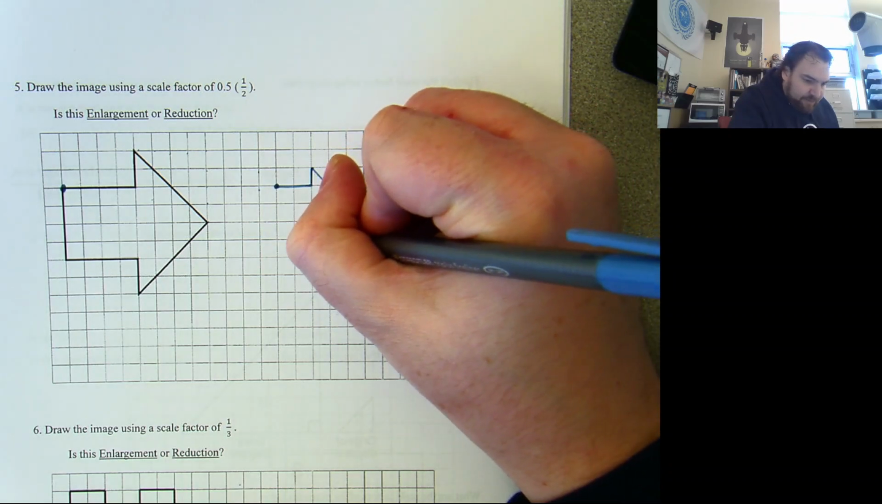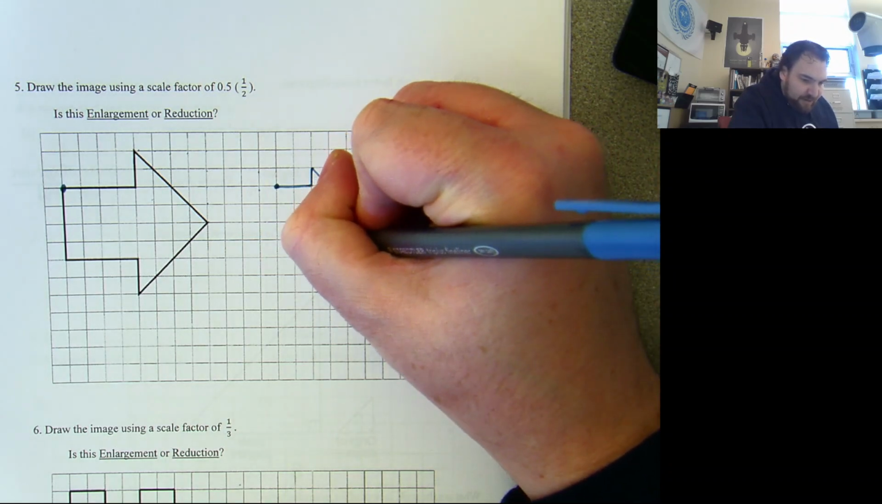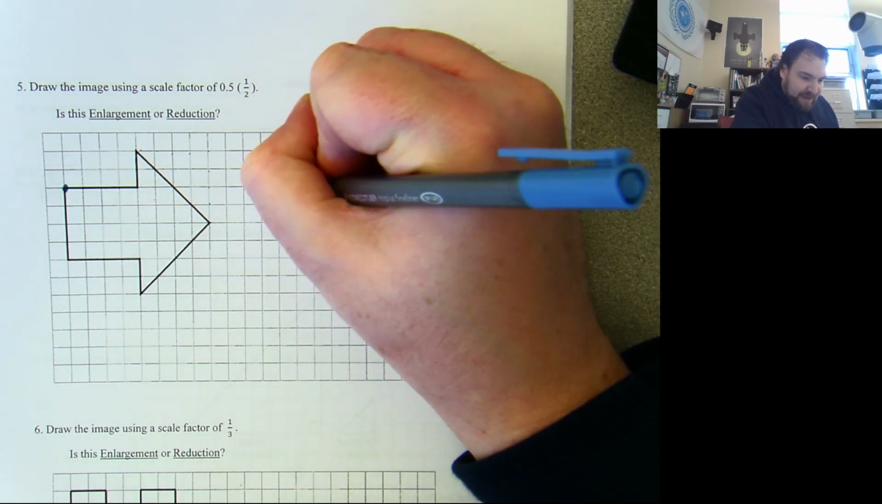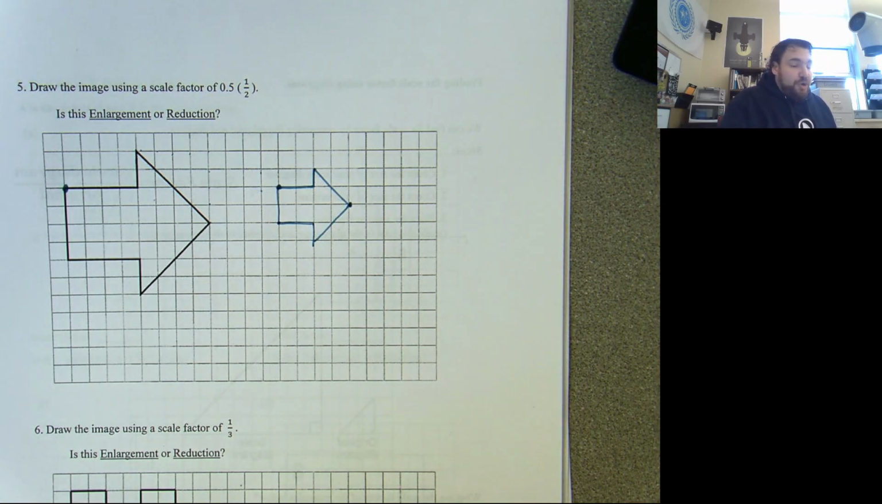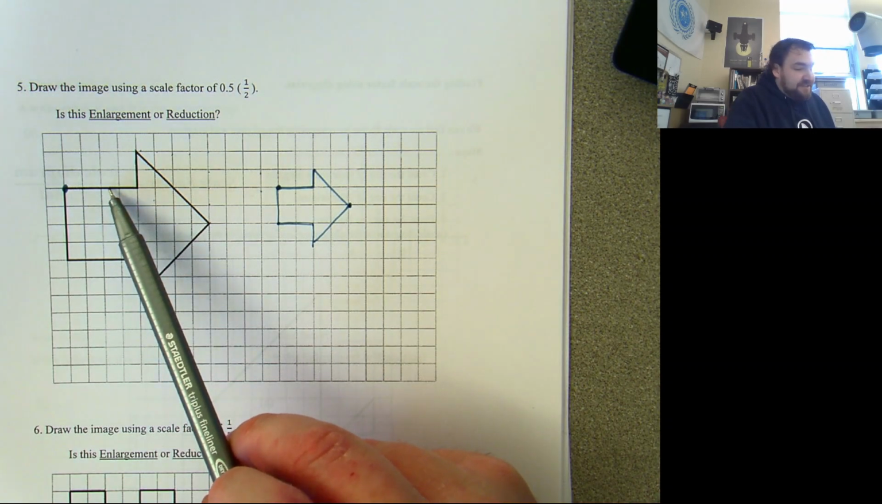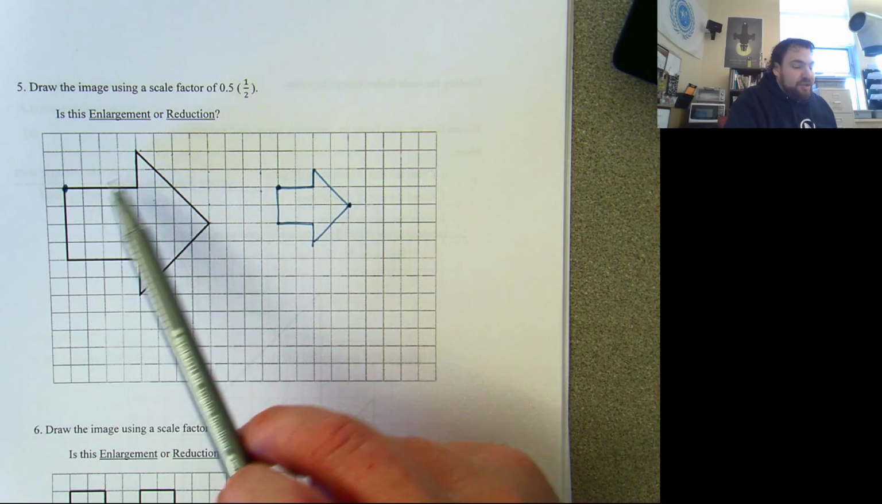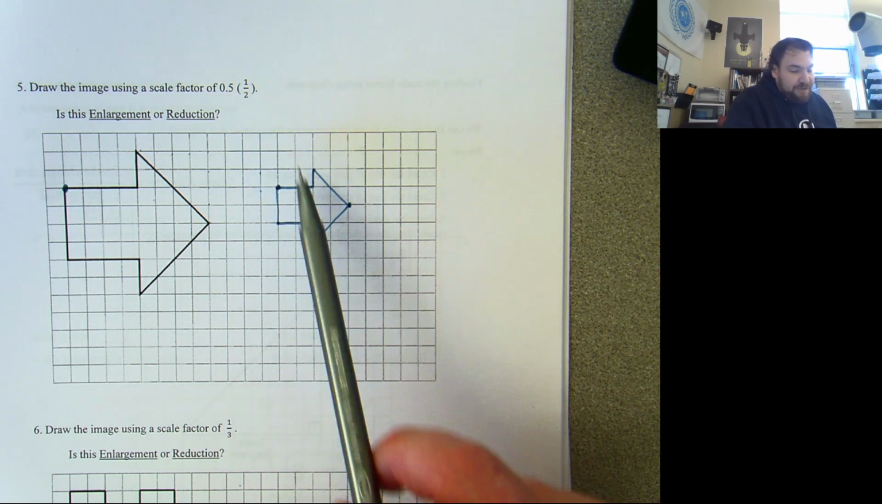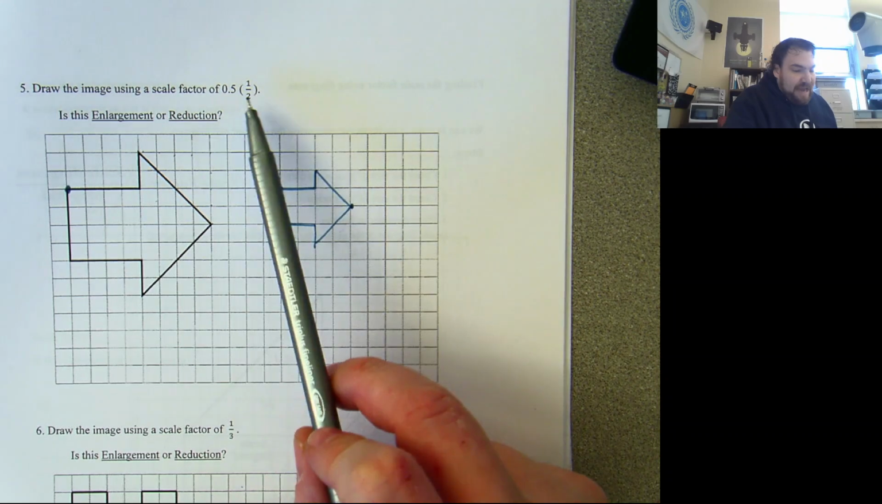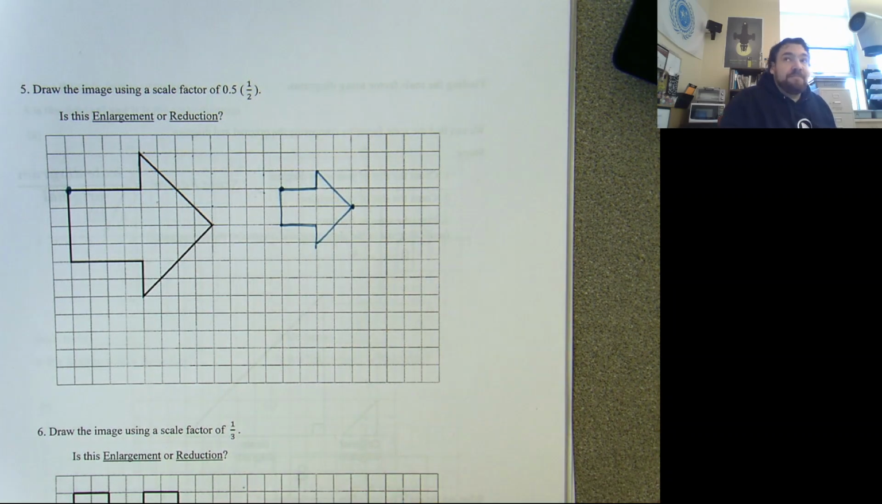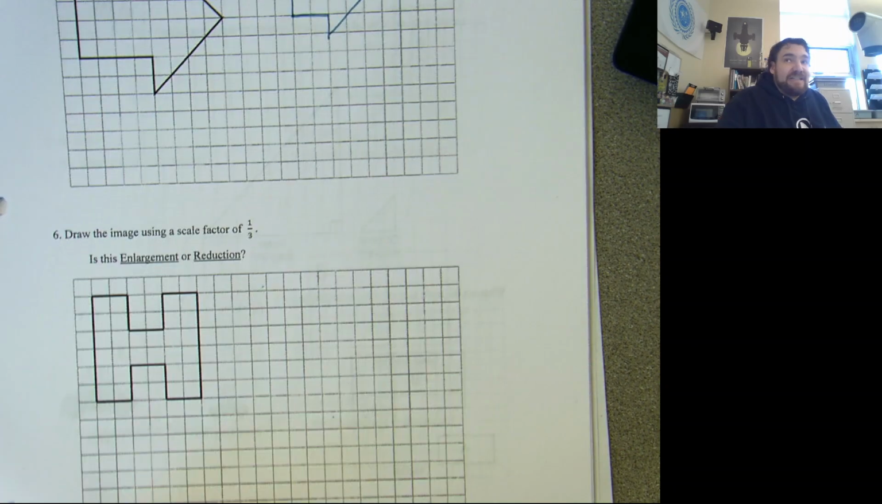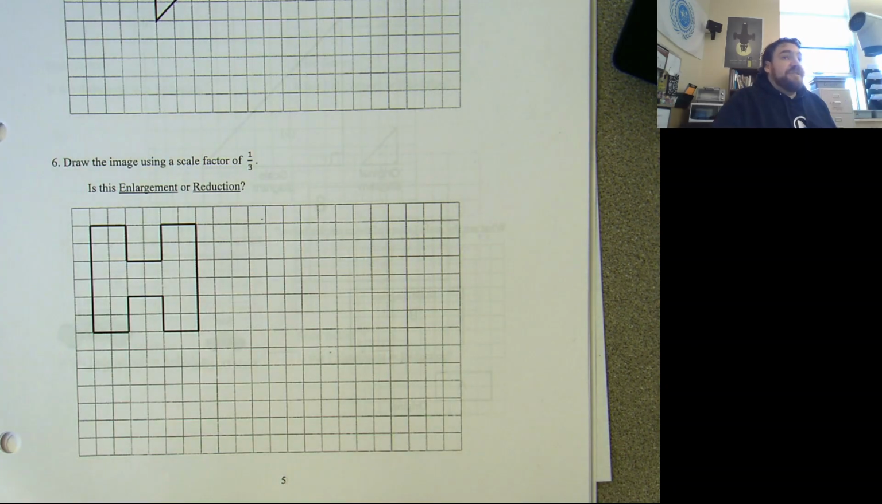Same thing here. Same thing here. Same thing there. You just take whatever the side length is and multiply it by the scale factor. So this side is 4, half of 4 is 2. This side was 2, half of 2 is 1. And then the last one is a little bit more gross because the scale factor is a third.